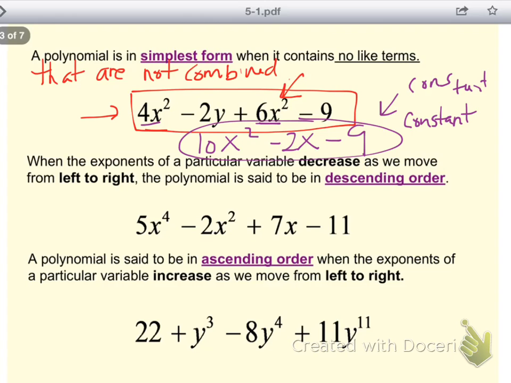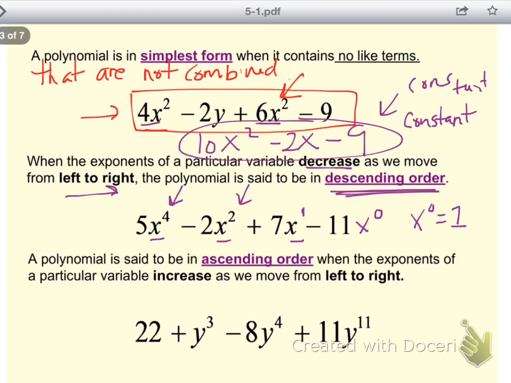Alright, we say that the expression, the polynomial or the expression, is in descending order when the exponents of a particular variable decrease as we move from left to right. So here we're looking at the variable x, and the exponents are 4, 2. Remember, when you don't see the exponent, it's 1, and the constant actually has a variable raised to the 0 power, right? Because remember that x to the 0 power is just 1.